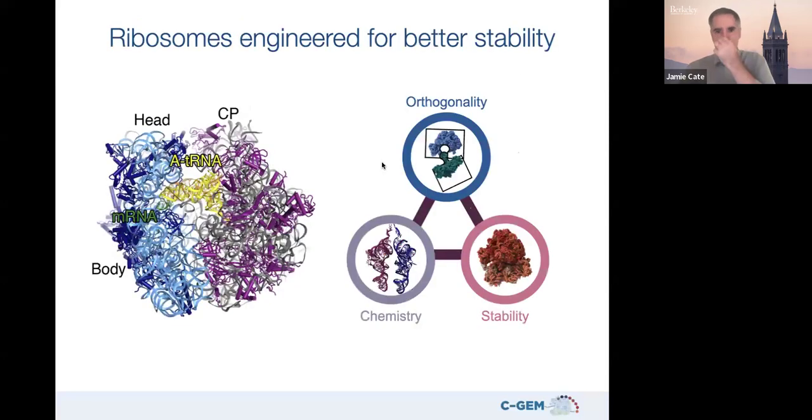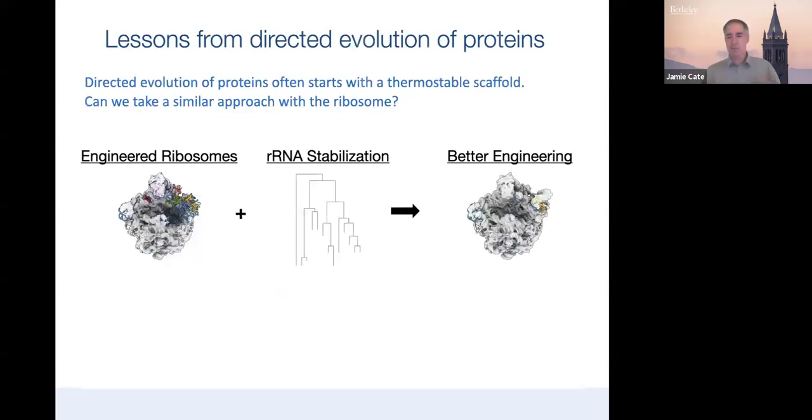All right, so I want to come back to this little triangle I had. I've been talking about how we want to have new chemistry. And so what we realized is we also have to think about how stable we make the ribosome. This gets back to the process that Frances Arnold won a Nobel Prize for, where she developed ways of using directed evolution of proteins.